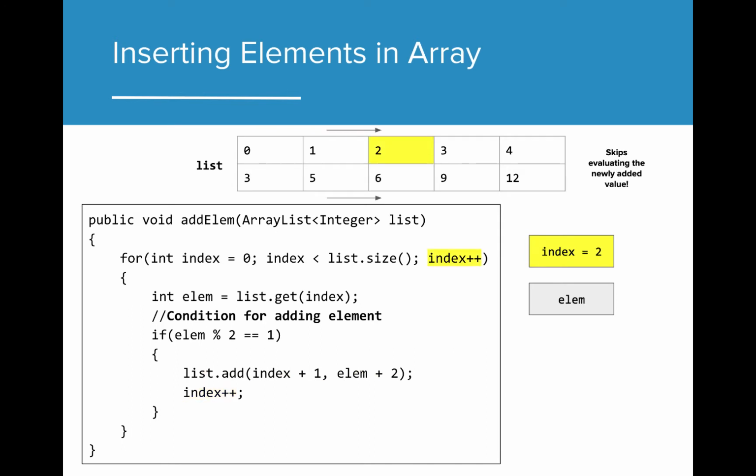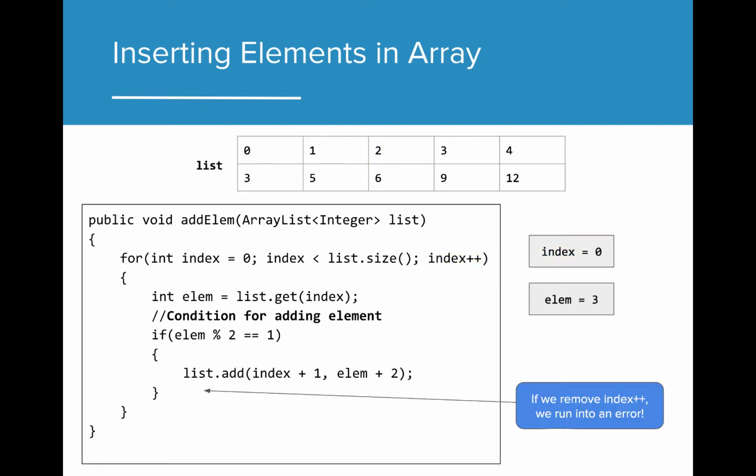Now when the loop iterates again, the value of index is increased again, making the value 2. As a result, this skips evaluating the newly added value of 5 and continues evaluating the array list indices that were originally in the array list.